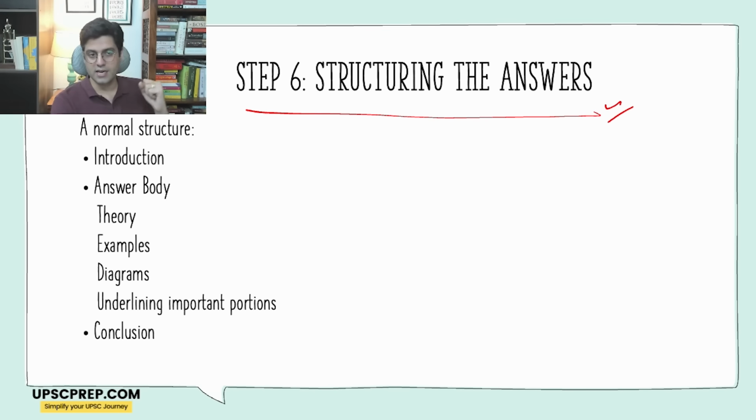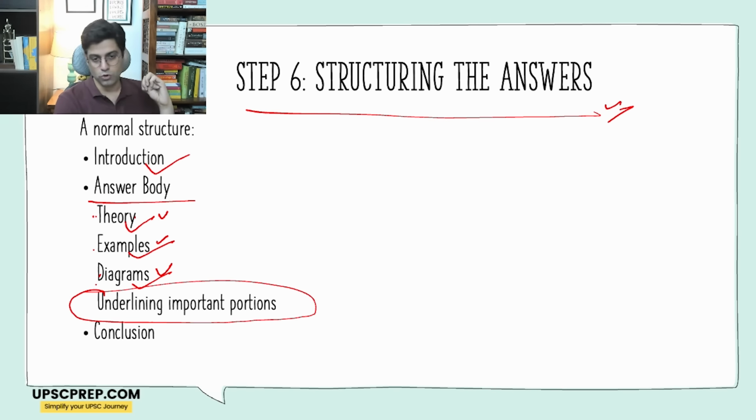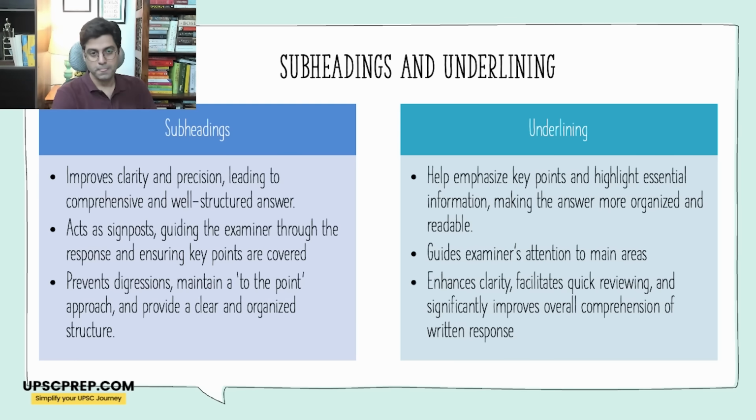Step 6 is structuring the answers. Now, what constitutes a structure? Introduction we've talked about, but in the answer body, theory, examples, diagrams, not all are necessary. It's what constitutes a body. It can be one or all, depending on the kind of question. So in a body, there has to be theory certainly, but there can be examples, diagrams. Also make sure you underline important portions to draw the attention of the examiner. This is what I want you to emphasize. And then you end with the conclusion.